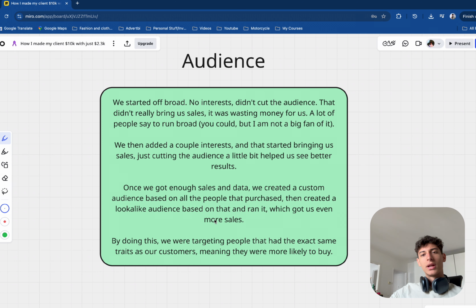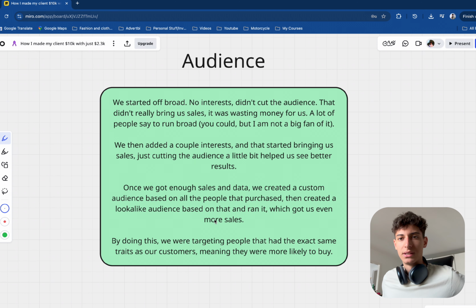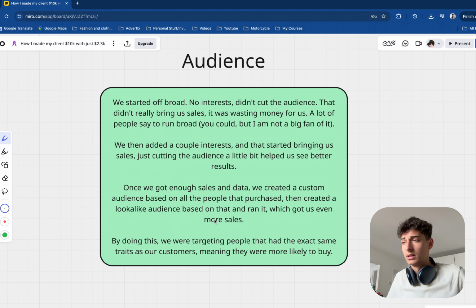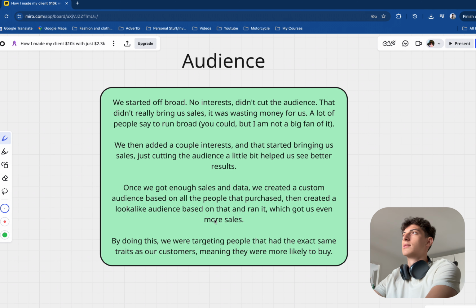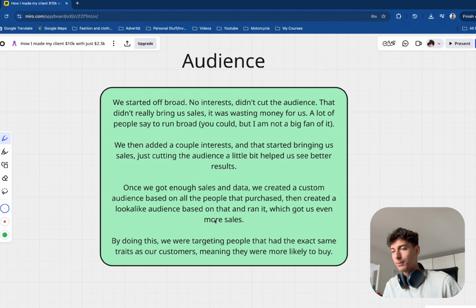So basically, you can create a custom audience based on the people that have purchased from you. For example, you just need to create the audience within the audiences part in Facebook with the people that have purchased. I'm pretty sure it's either a list or Facebook will automatically know who those people are. You can create that, and it's going to be quite a small audience depending on how many sales, of course, you got. For example, for this case, it was just a couple hundred, so it is quite small.